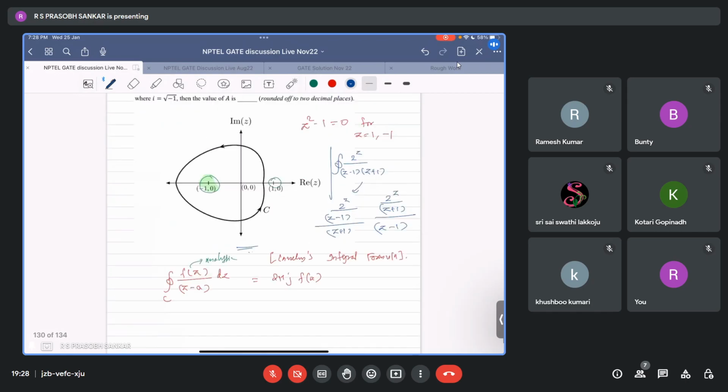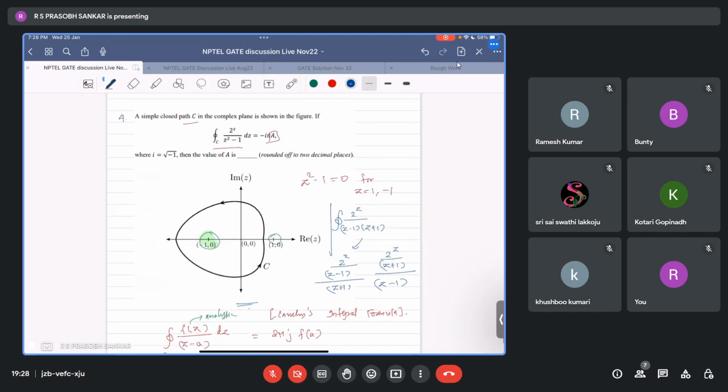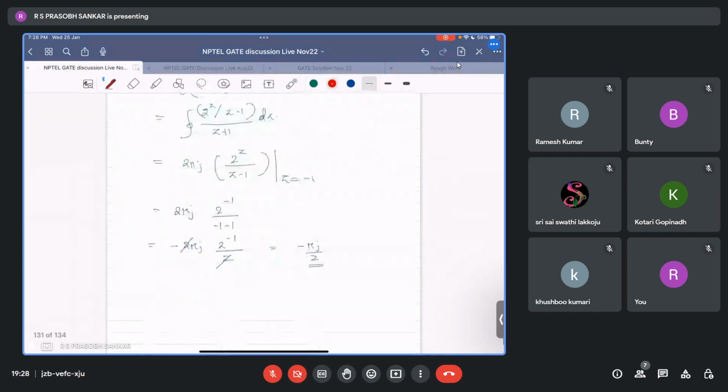This is the thing. Now what is given in the question? It is given that the answer is of the form minus I pi. Okay, I use j for I sometimes. So I equal to root of minus 1. I also say j is root of minus 1. Same thing, doesn't matter.